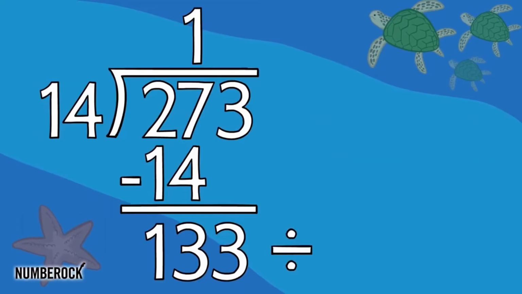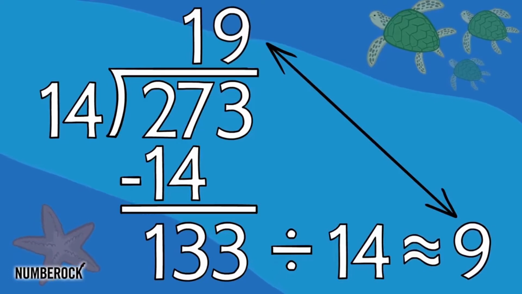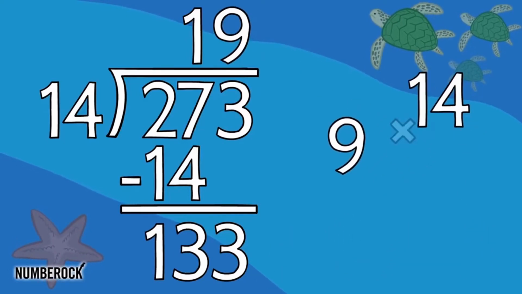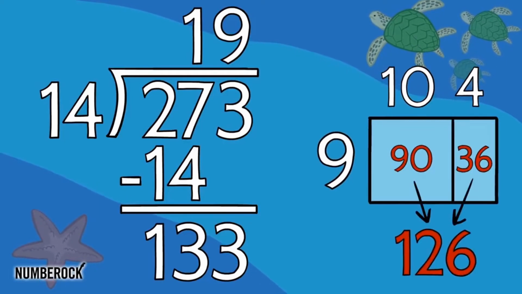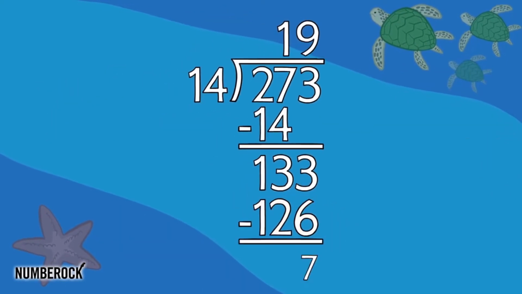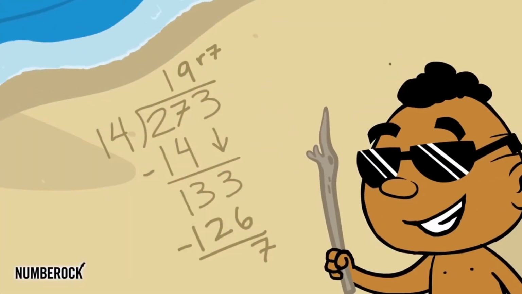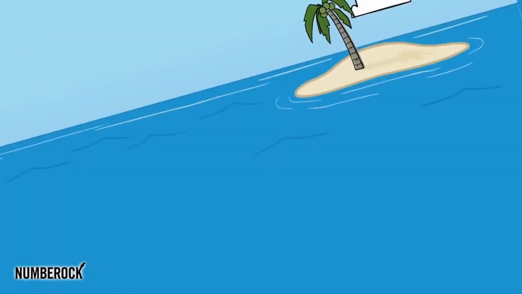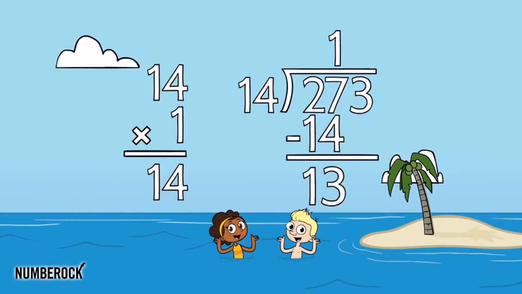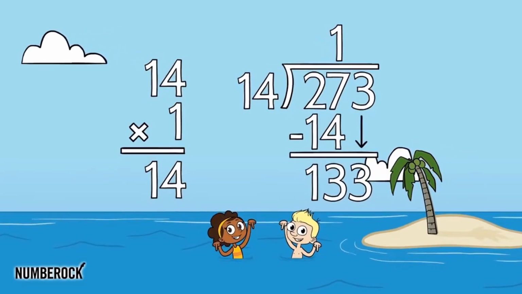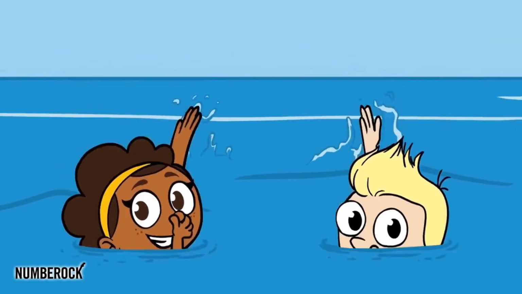Divide 133 by 14. First estimate in your mind. I think we should try 9. Multiply 9 by 14 with this mental math trick. The product you will find is 126. Subtract, and the remainder is 7. So write a 7 in the quotient with an R present. Divide, multiply, subtract, bring down. That's how a quotient is found.